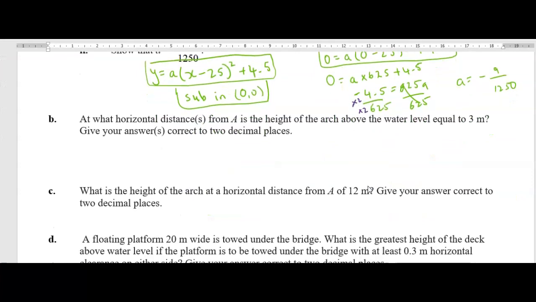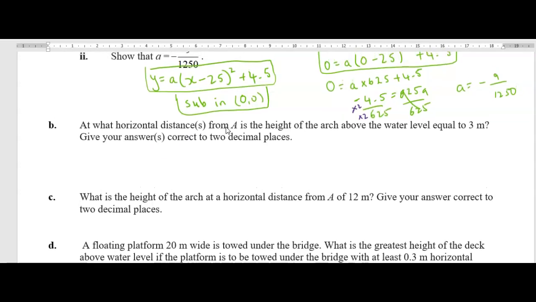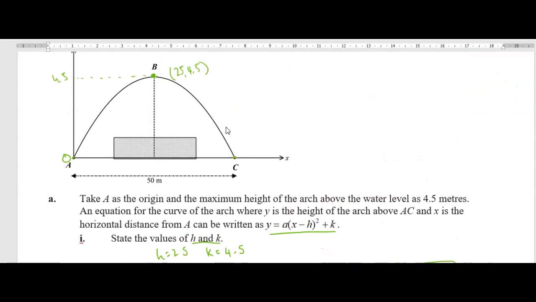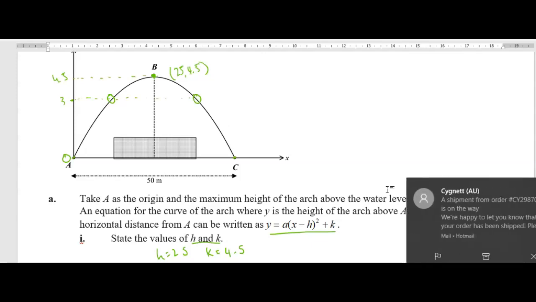Okay, at what horizontal distance or distances from A is the height of the arch above the water equal to 3 meters? Give your answer correct to 2 decimal places. So we want to know 3 meters. So let's say 3 meters is around here. Okay, so we're basically finding this point and this point here.